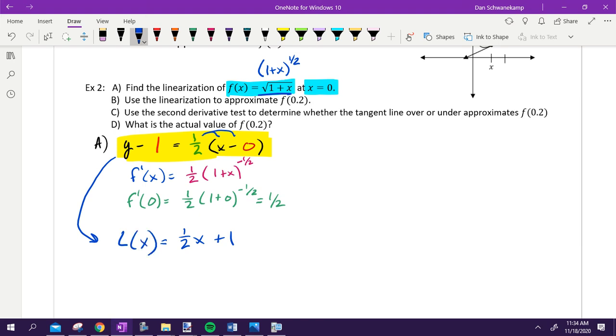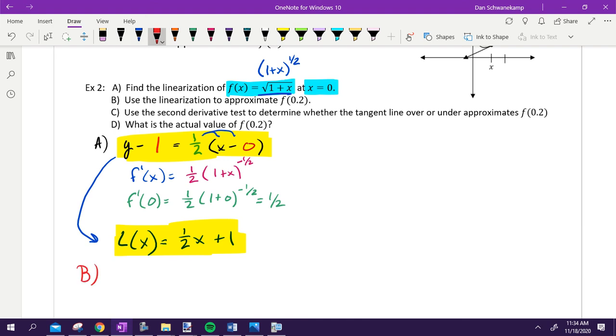L of x is equal to that. All I did was get y by itself. You don't have to do that, but just be aware of it. If it's starting to throw you off a little bit, they did that a couple years ago and it bothered me, so I'm telling you. Okay? But those two things are exactly the same. It doesn't matter which one you get. That's part A. Let's do part B.